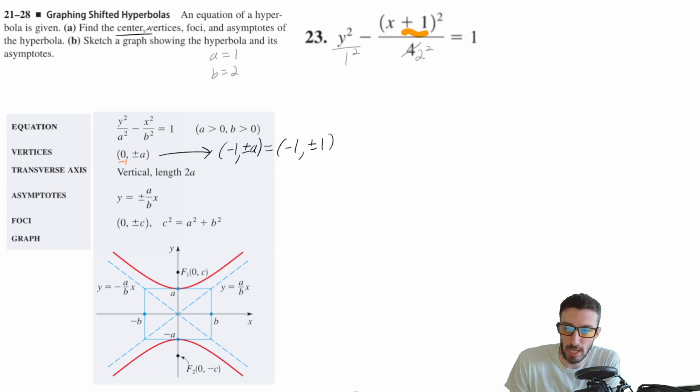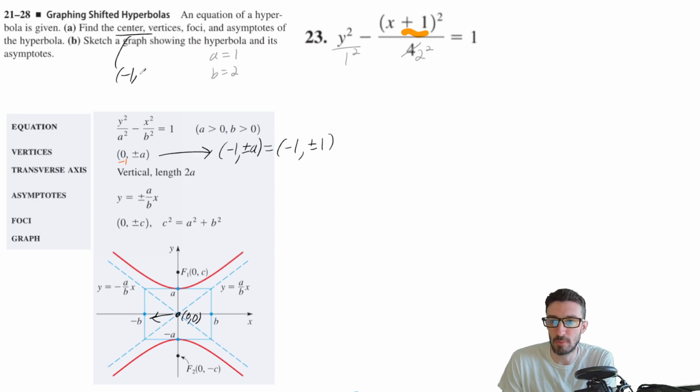Okay. Now the next thing we can talk about is the center. That was actually the first thing that they asked us for. Now the center is normally at 0, 0, but because of the 1 shift that we don't have a y shift, we have a shift to the left of 1. That means that that thing is going to go to the left, and our center is going to be at negative 1, 0.